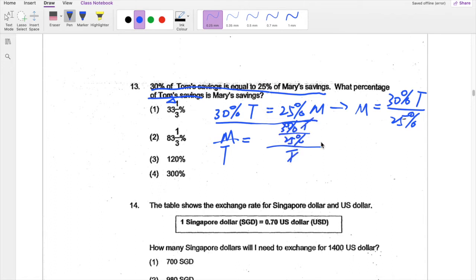T is crossed out. This one is 30% over 25%. Percent we can also remove. So it's 6 over 5, which is 1.2. If we calculate the decimal, it's 1.2. This 1.2 converts to the percentage 120%.